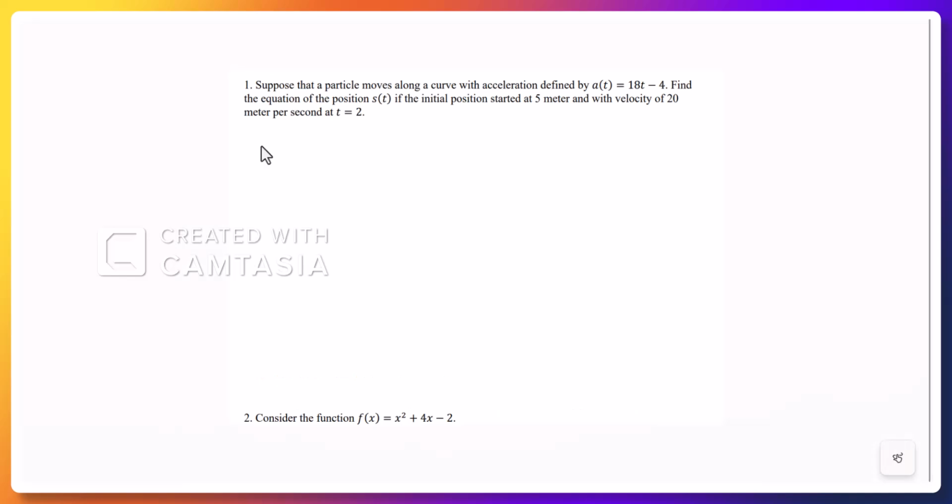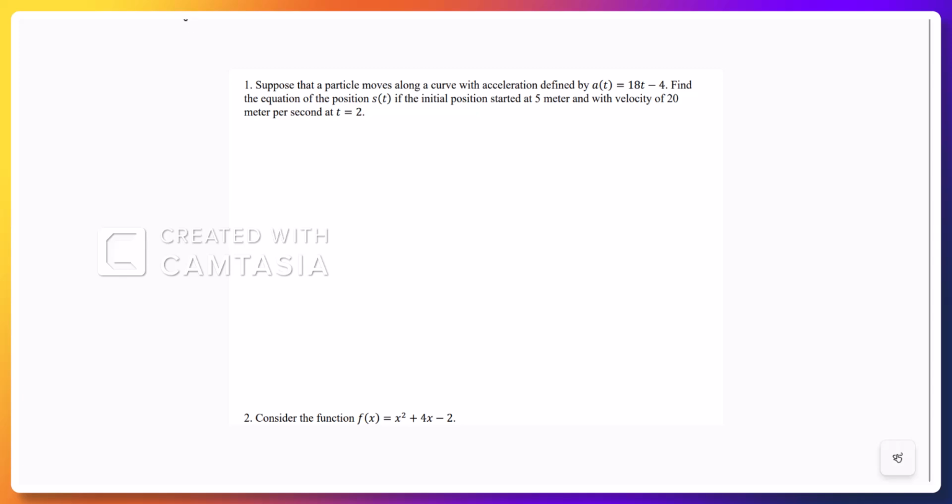Hello everyone. Today we are doing exam 4, page 2, question 1. For this question, we are supposed to suppose that a particle moves along a curve with acceleration defined by a of t equals 18t minus 4. We must find the equation of position from the acceleration.